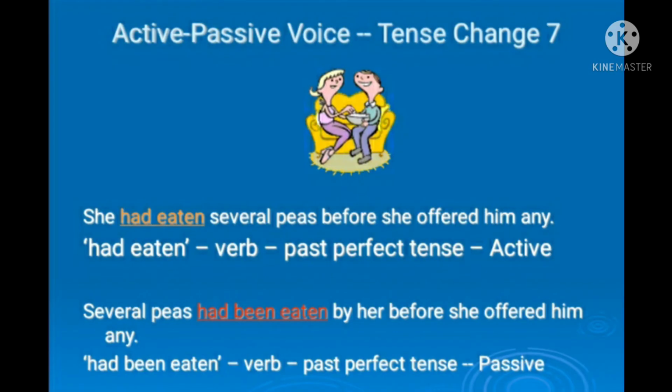The next one, she had eaten several peas before she offered him any. So this is in the active voice, which has a verb had eaten and the tense form past perfect tense. The sentence is in the active voice. So what will be the passive voice? Several peas had been eaten by her before she offered him any. So what is the verb here children? Had been eaten and the tense form is again the past perfect tense only.